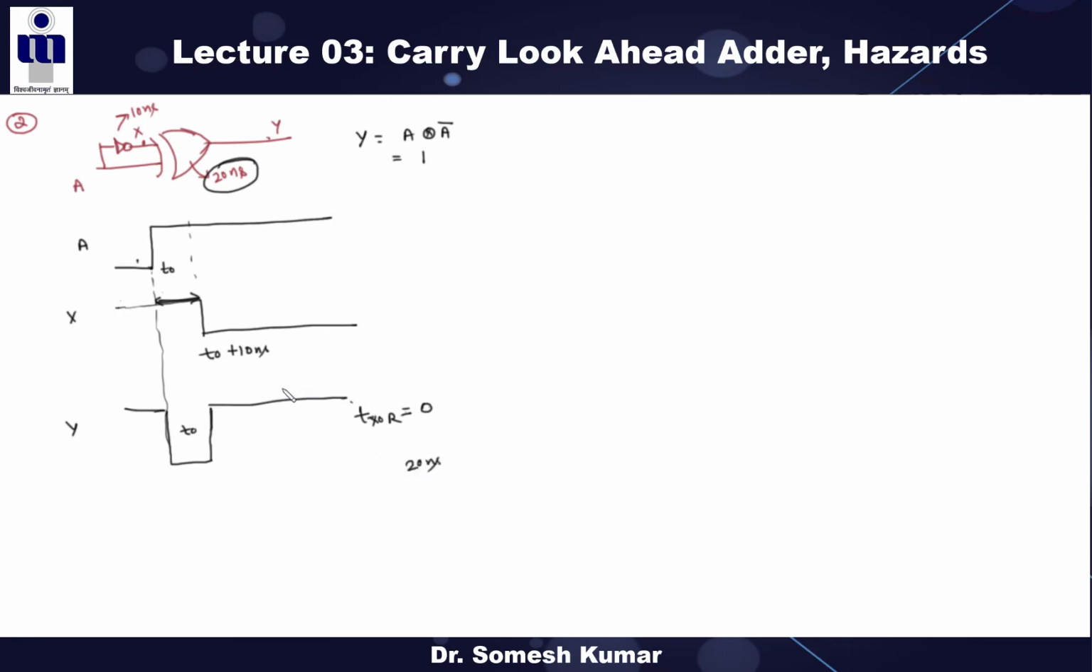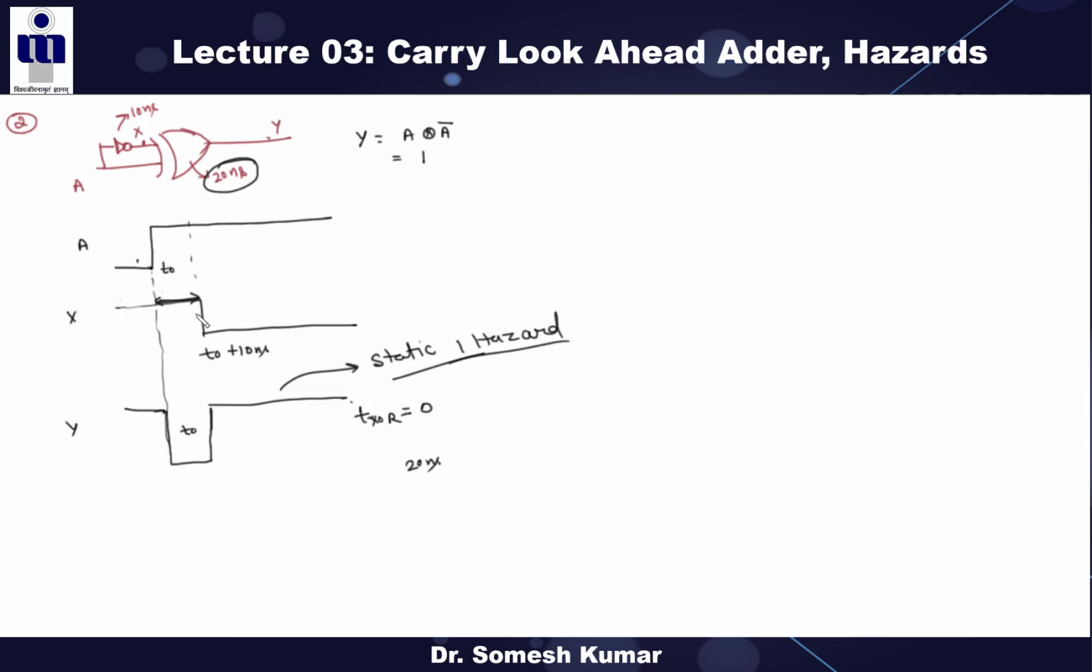So basically, first of all, this is called your static 1 hazard, right? Static 1 hazard means the expected output is static 1, but there is some unwanted output, or unwanted 0. So that's why it is called the static 1 hazard, right? But if 20 nanosecond of this XOR delay is given, then what happened? Only this level is shifted, right?